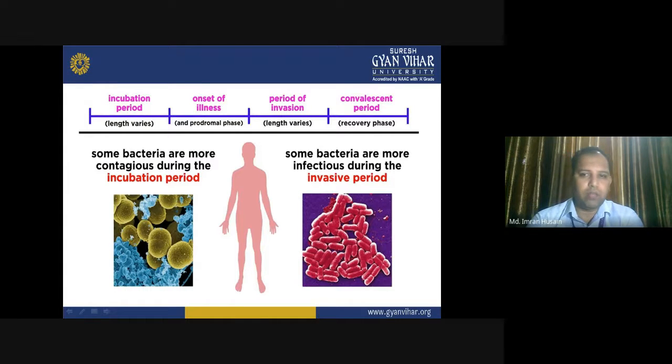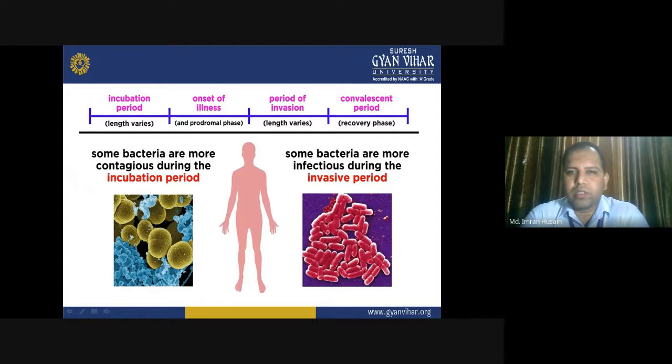Invasive period is when the bacteria invades your body cells or your body. Some bacteria are extremely contagious or extremely disease causing during that period. And once the bacteria has invaded inside your body, the incubation period starts, where it generally increases its population or number. So some bacteria are more contagious during the incubation period, right? There is a big difference between the two.